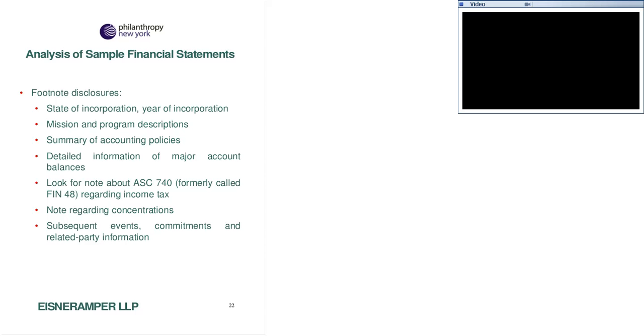Perhaps this organization has failed their public support test so many times that they are no longer going to be a public charity. They're going to become by default a private foundation, and now they're going to have to start to pay excise taxes. So again, typically this note is pro forma. It just says, look, our tax position is that we're a nonprofit and we're not subject to taxes.